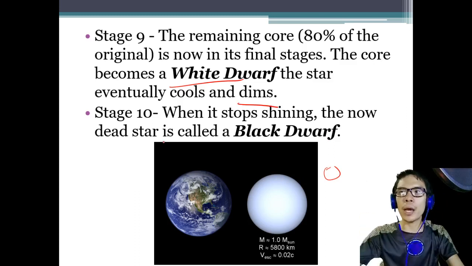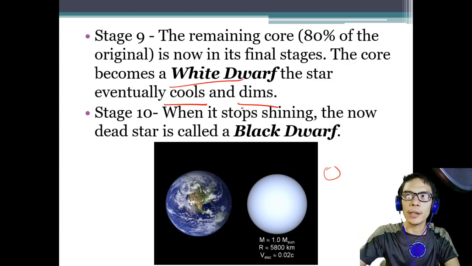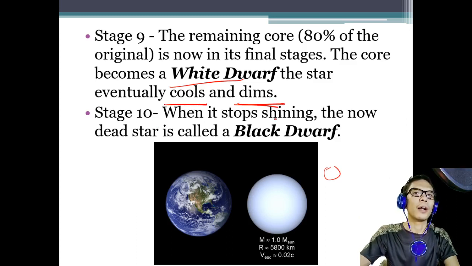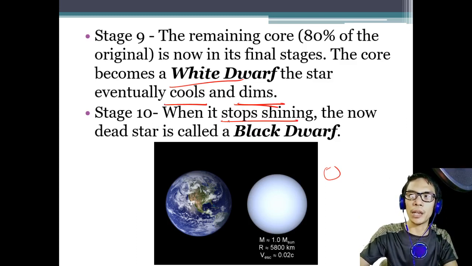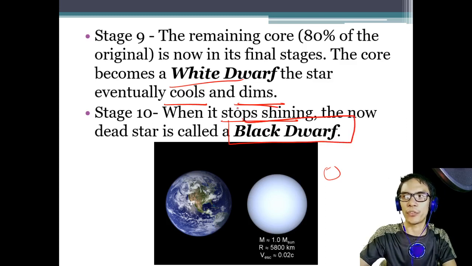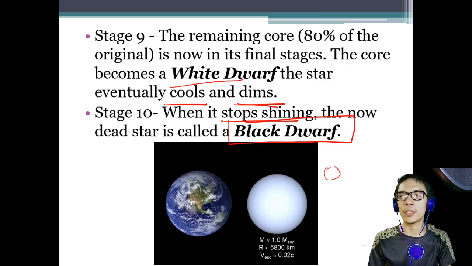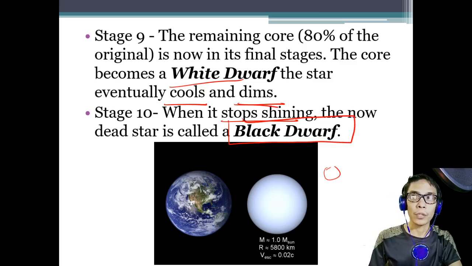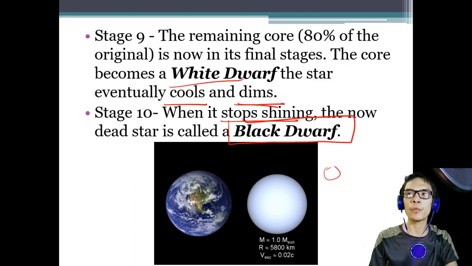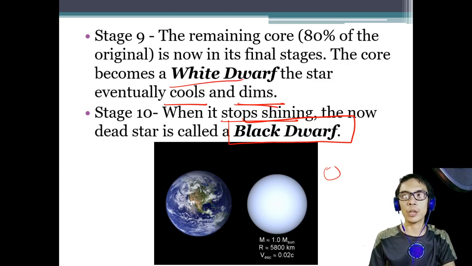Now, as time passes by, it will cool down and dim. When it does, it stops shining. This is the destiny of our sun. The sun, after billions of years from now, will become a white dwarf and eventually become a black dwarf.